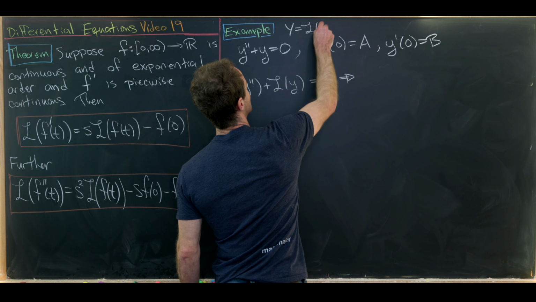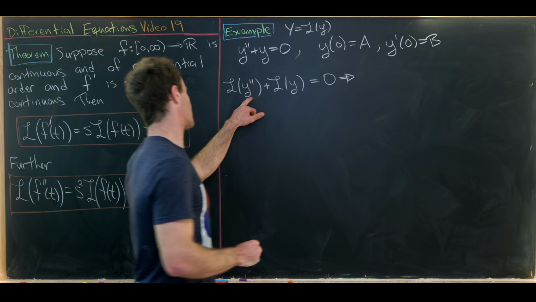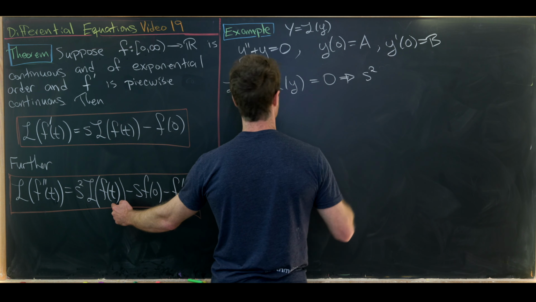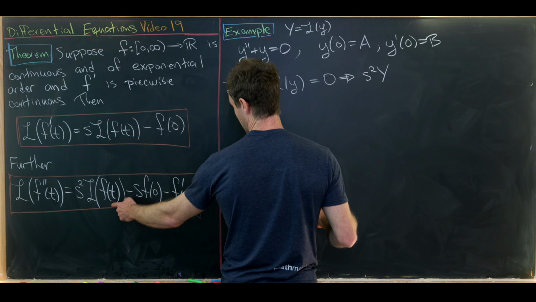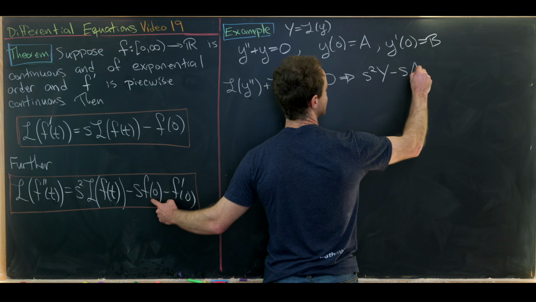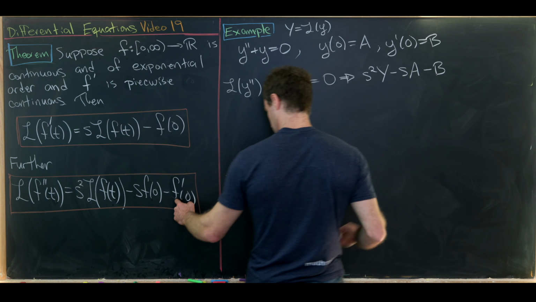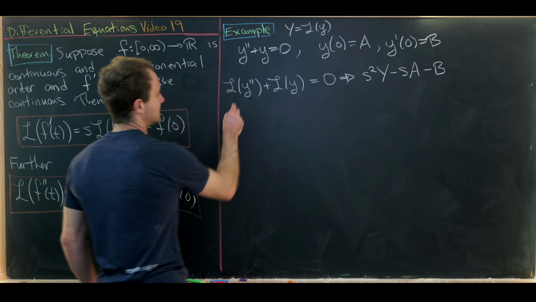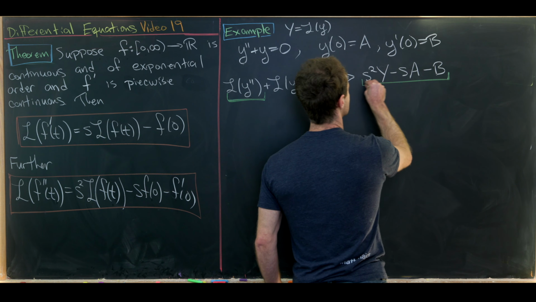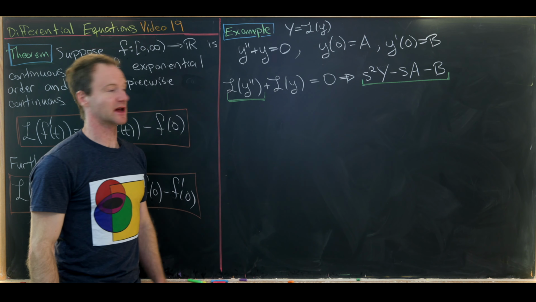Let's set our notation up here. Capital Y is the Laplace transform of little y. Okay, so the Laplace transform of y double prime will be s squared times the Laplace transform of y, which is capital Y. And then we have minus s times y evaluated at 0, which is A, and then minus y prime evaluated at 0, which is B. So just to reiterate, this term right here expanded into these three terms right here based off the second part of our theorem as well as our notational setup up here.